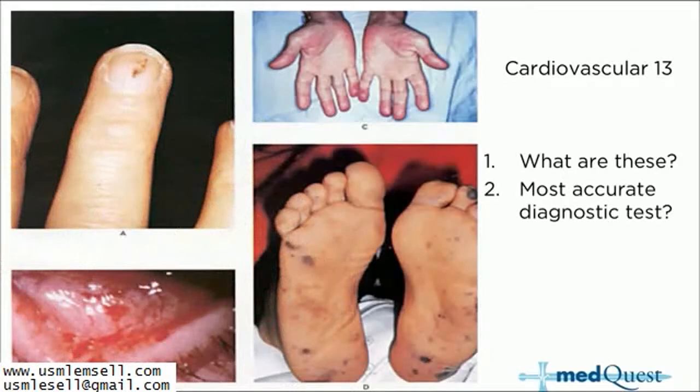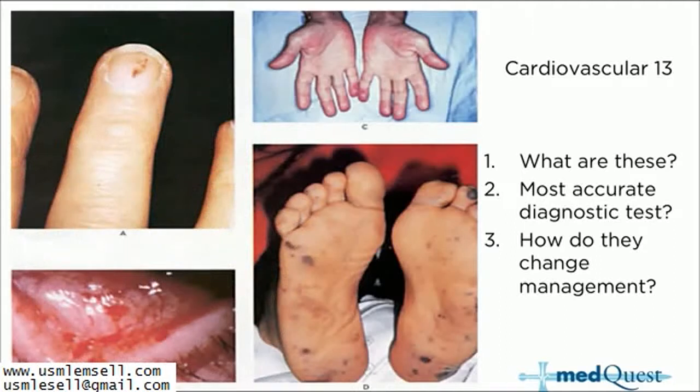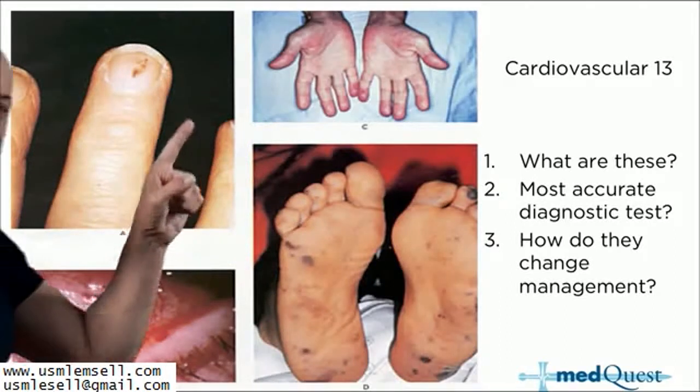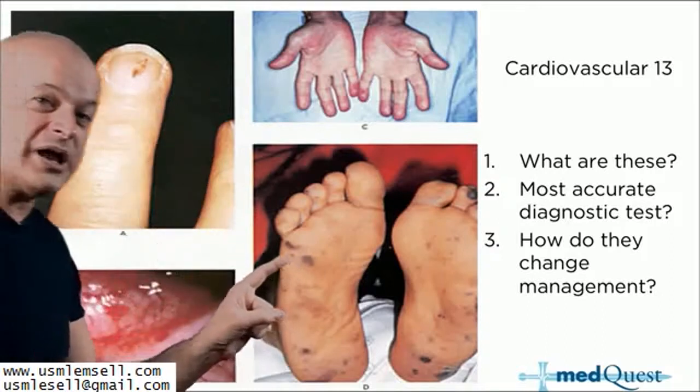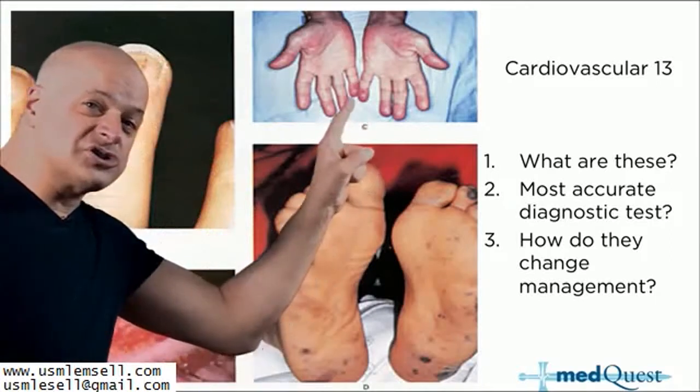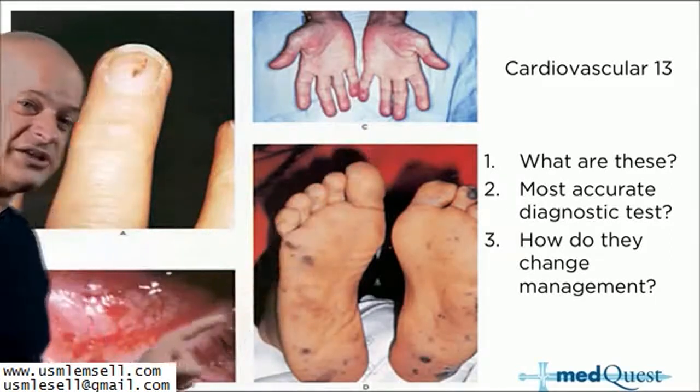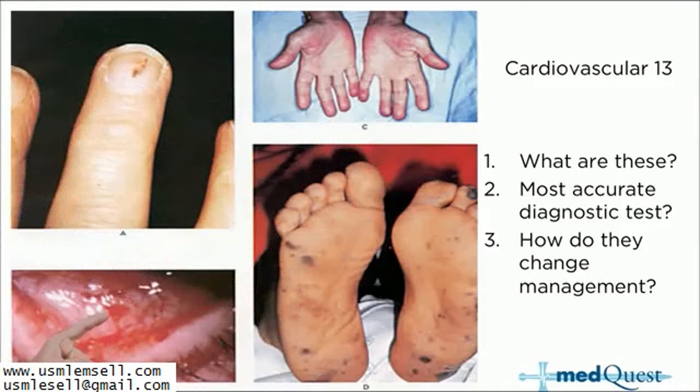What are these things? What is the most accurate test? And how do these physical findings change management? Ooh, splinter hemorrhages, Janeway lesions, Osler's nodes, Janeway lesions. And what are those? They are not Roth spots. Roth spots are in the retina.